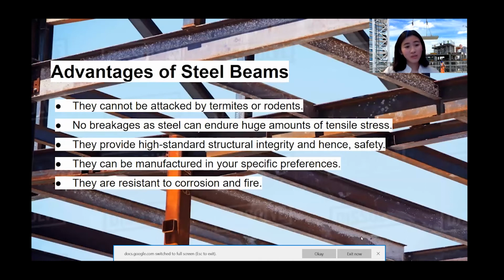Advantages of steel beams: they cannot be attacked by termites or rodents. No breakages, as steel can endure huge amounts of tensile stress. They provide high standard structural integrity and hence safety. They can be manufactured to your specific preference, and last but not least, they are resistant to corrosion and fire.